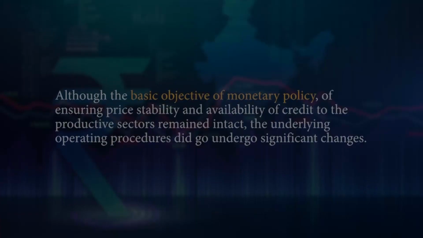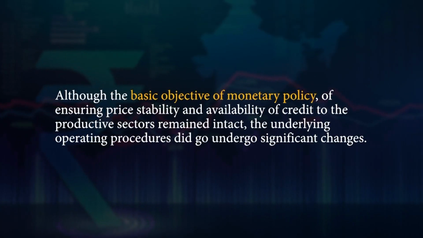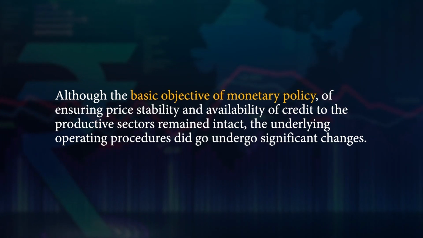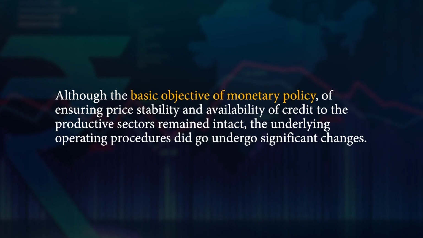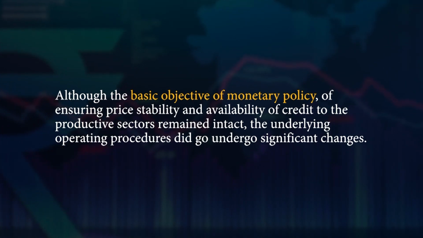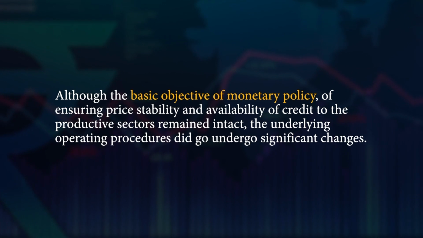This in turn reinforced monetary policy autonomy and enhanced the credibility of the central bank. Although the basic objective of monetary policy of ensuring price stability and availability of credit to the productive sectors remained intact, the underlying operating procedures did undergo significant changes. Also, the emphasis shifted from direct instruments of monetary policy like interest rate regulations, selective credit control, and cash reserve ratio to indirect instruments like repo operations under liquidity adjustment facility and open market operations.